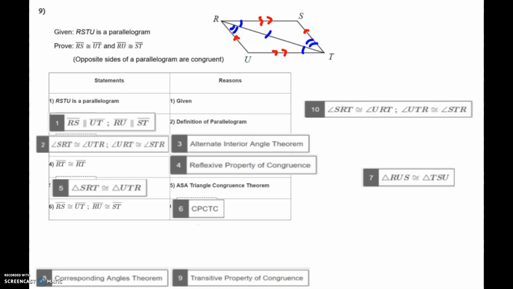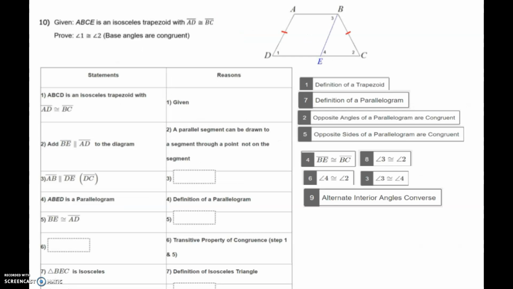All right, on to the next proof. The last one, number 10, a little longer. We're dealing with a trapezoid. Got side AD congruent to BC, that's our given. In this proof, they added an additional segment here, BE, because we can put a parallel segment to a given segment through any point. So I'm going to mark that one parallel. So we just created this parallel to this.